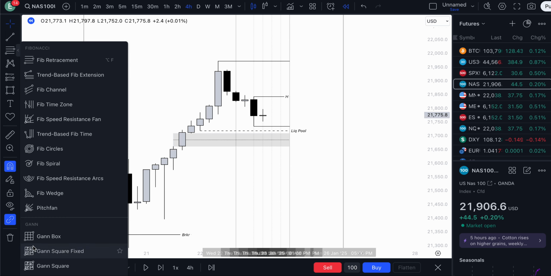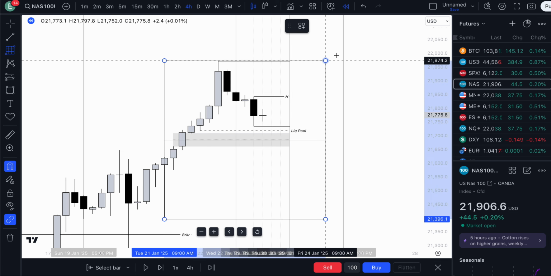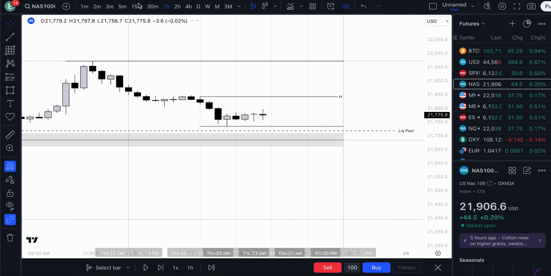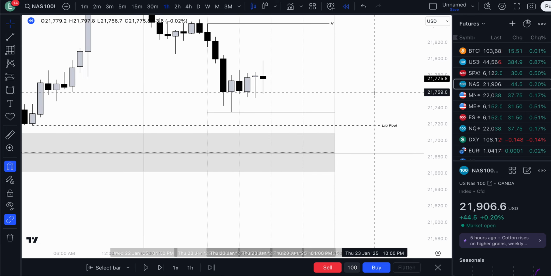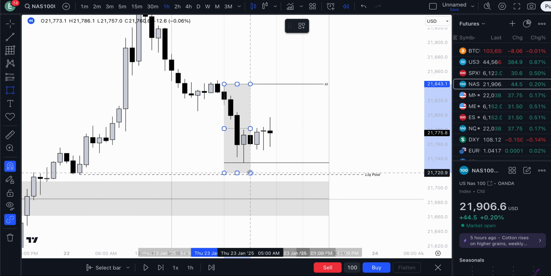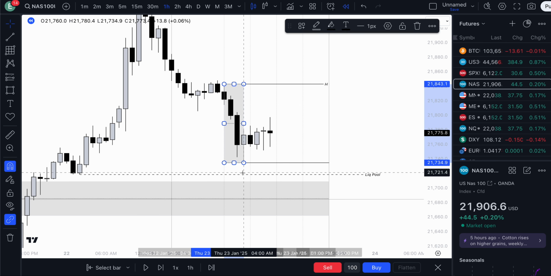What I can do is mark it out with a GAN box. You can see this is our premium up here, and here's our discount. This is what we were looking at going into the day. Now if we go to the hour chart, we can start marking things out for the day to open. We had our range.